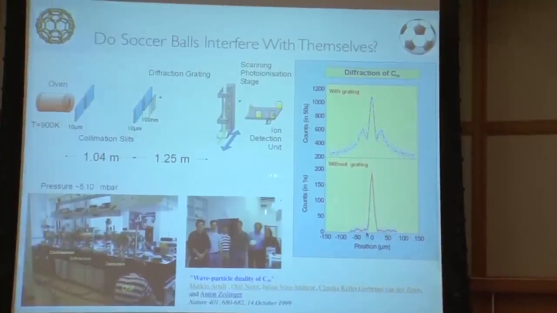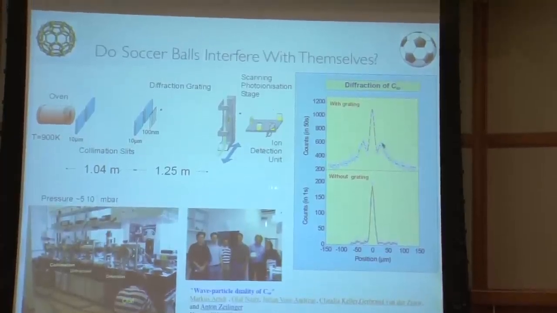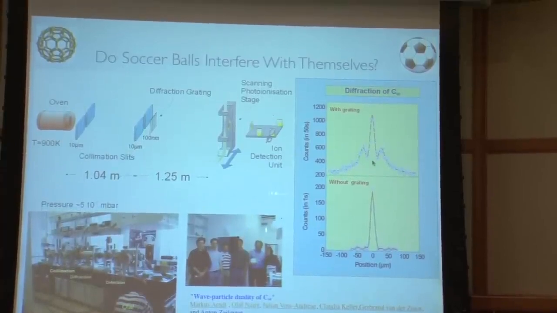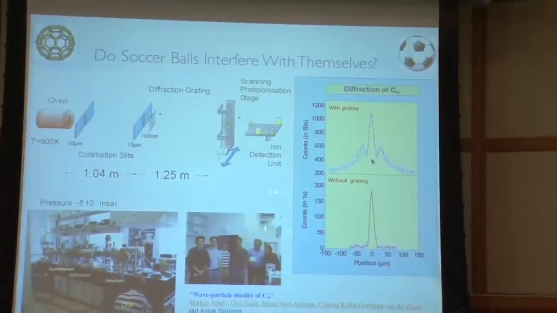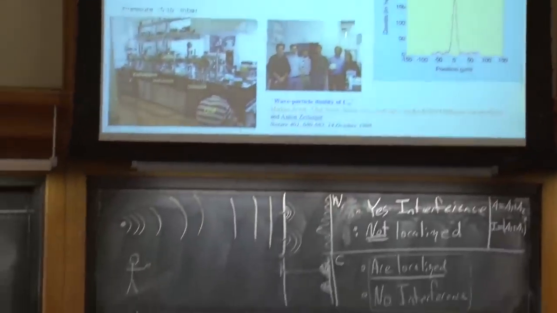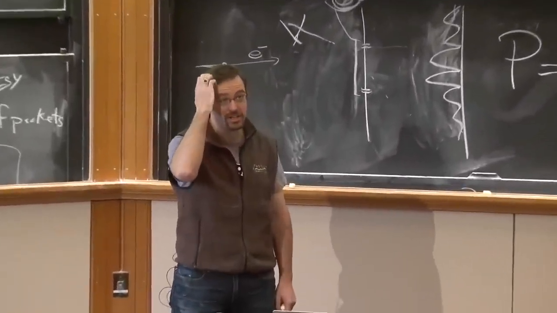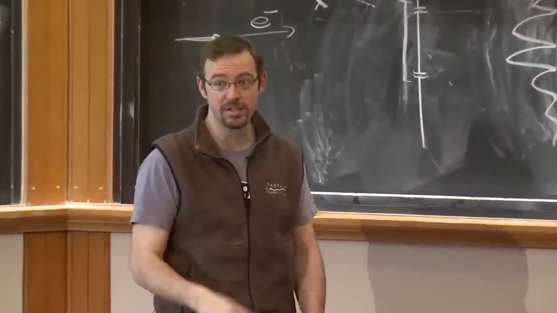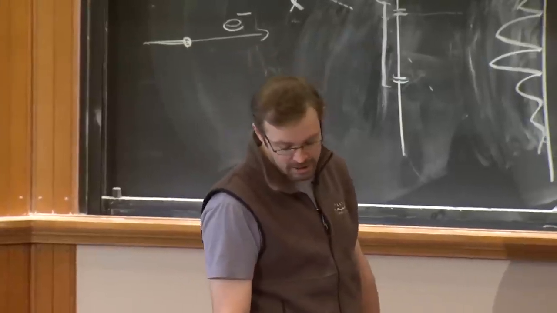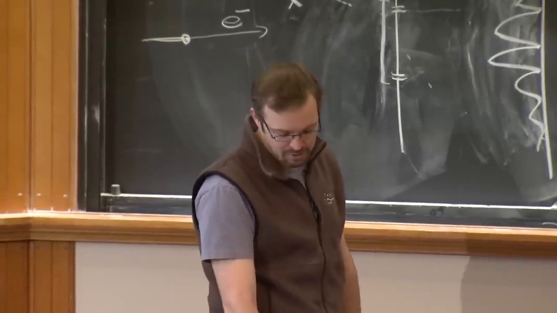So without the grating, you just get a peak. But with the grating, you get these side bands. You get interference fringes. So these guys, again, they're going through one by one. A single buckyball, 60 carbons, going through one by one is interfering with itself. This is a gigantic object by any sort of comparison to single electrons. And we're seeing these interference fringes. So this is a pretty tour de force experiment.